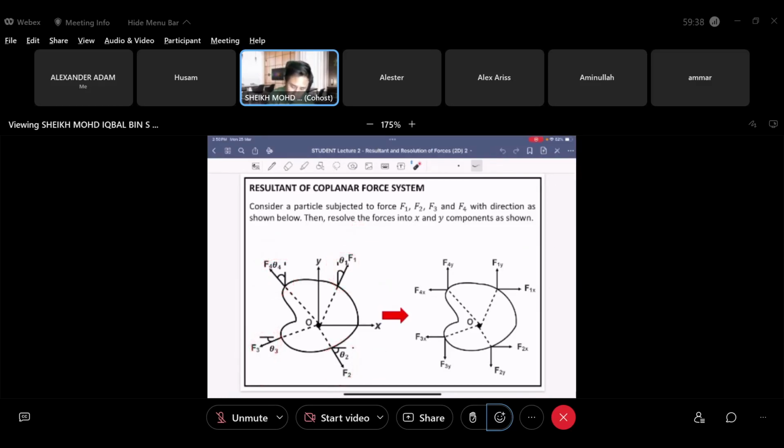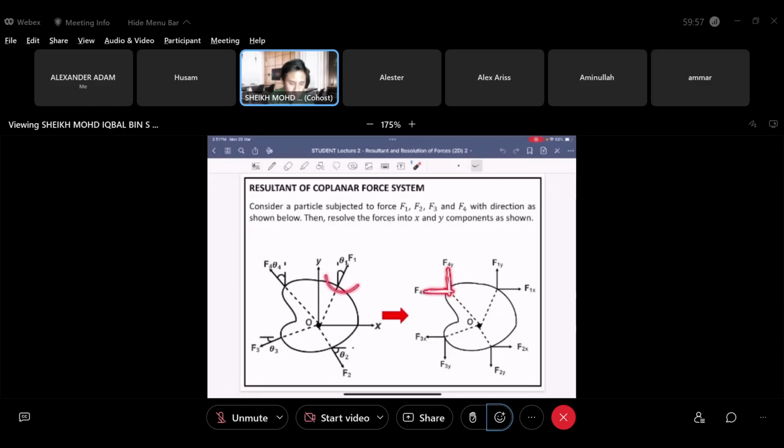So this is the first force that has been resolved. This is the second force that has been resolved, third force that has been resolved, and fourth force that has been resolved. This is the resultant force, right? So this part, it has resolved it into the y and x direction.